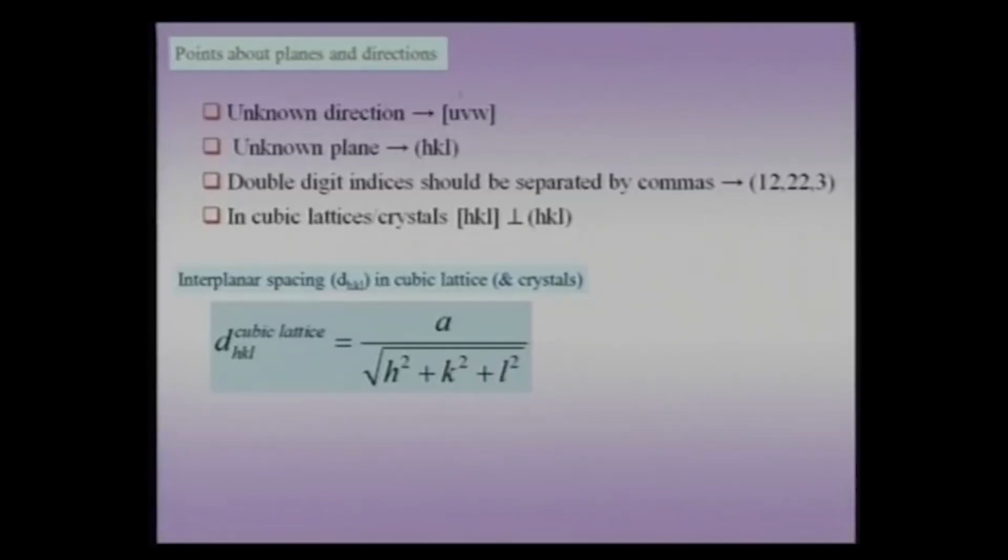Sorry, an unknown direction I will call u v w, an unknown plane I will call h k l. And suppose I am talking about a high index plane where I have double digit indices, I could separate them by commas. Of course, you could also use a space between the indices, but to be absolutely explicit you can separate them by commas. A point which we will expound a little more in one of the coming slides is that in cubic lattices and crystals the HKL plane is perpendicular to the HKL direction.